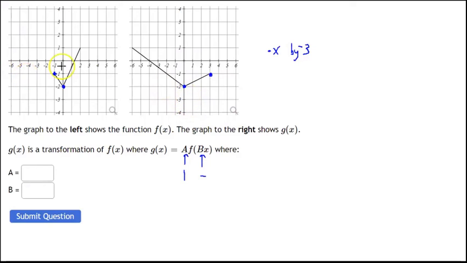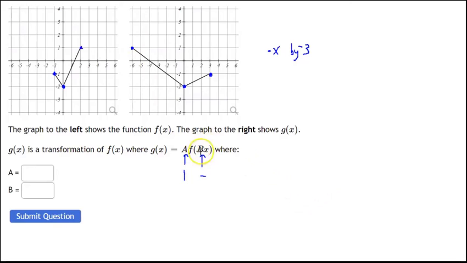So let's make sure that that works for this other point. Here I've got the point 2, 1. It corresponds with this point here at -6, 1. And indeed, if I multiply that x value of 2 by -3, I end up with an x value of -6. So I'm multiplying my x values by -3.